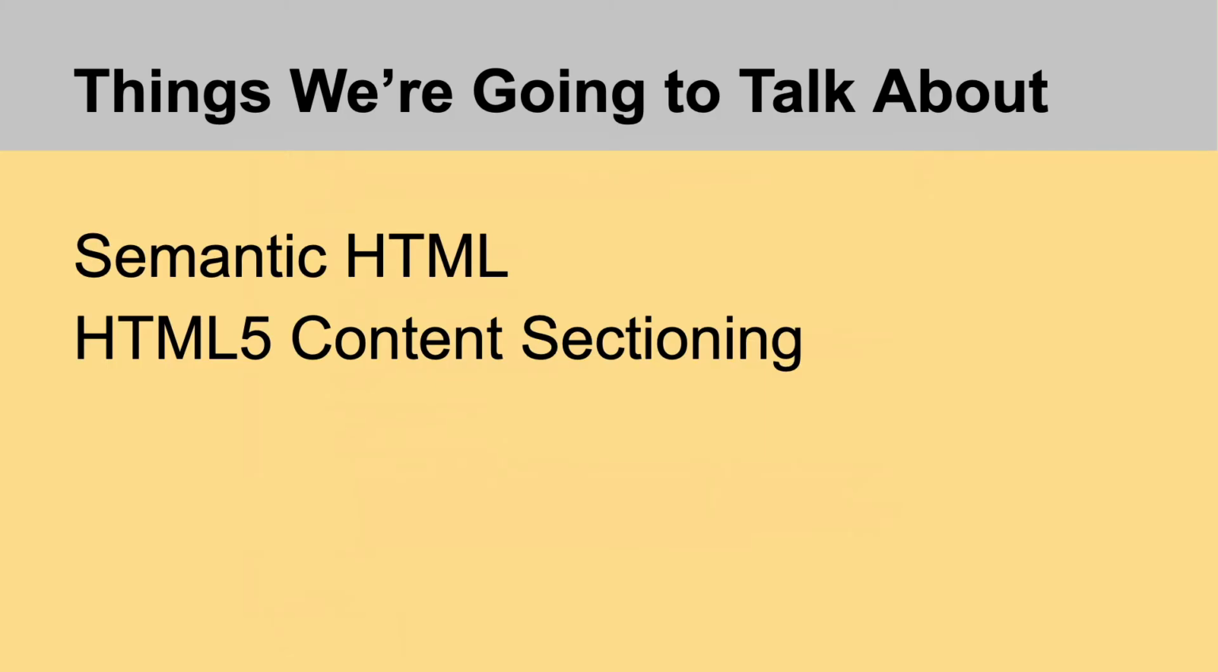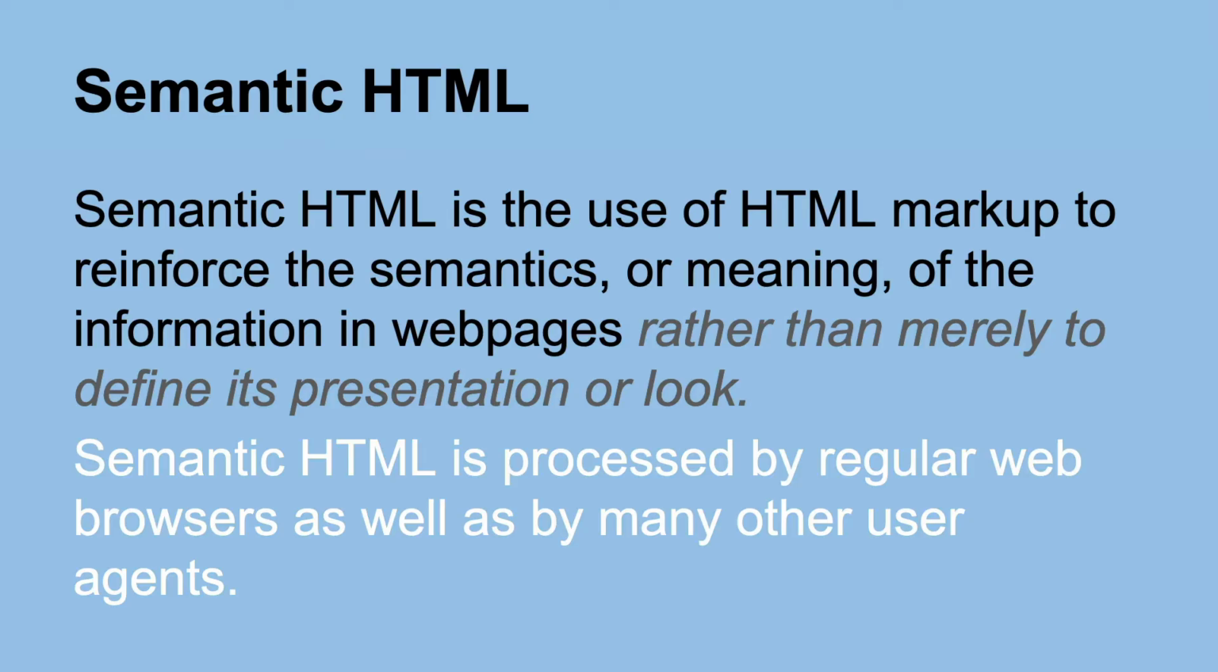Something else we're going to talk about is semantic HTML and HTML5 content sectioning. This is just organizing your stuff using HTML5. So semantic HTML, it's the use of markup. HTML is itself markup, hypertext markup language, to reinforce the semantics or the meaning. Semantics is just a word that means meaning of the information in the web pages. This is what it looks like in code.